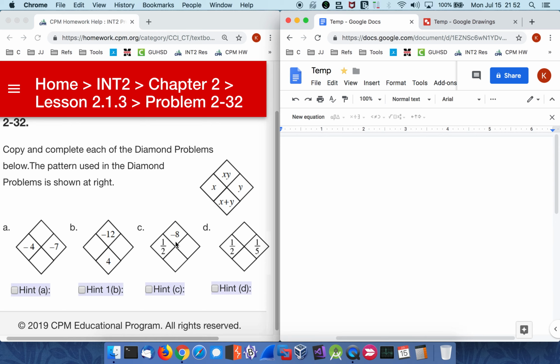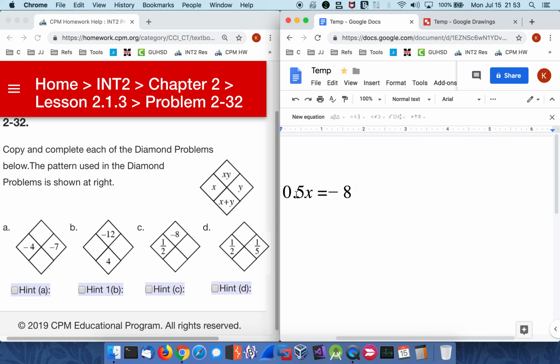All right, let's try C. Okay, now we're getting more interesting. So we want -8, and something times 1/2 is going to be -8. Well, we could just do 0.5, I guess. So something times 0.5 equals -8. Well, we kind of know how to solve this. I'm just going to put this in that form.